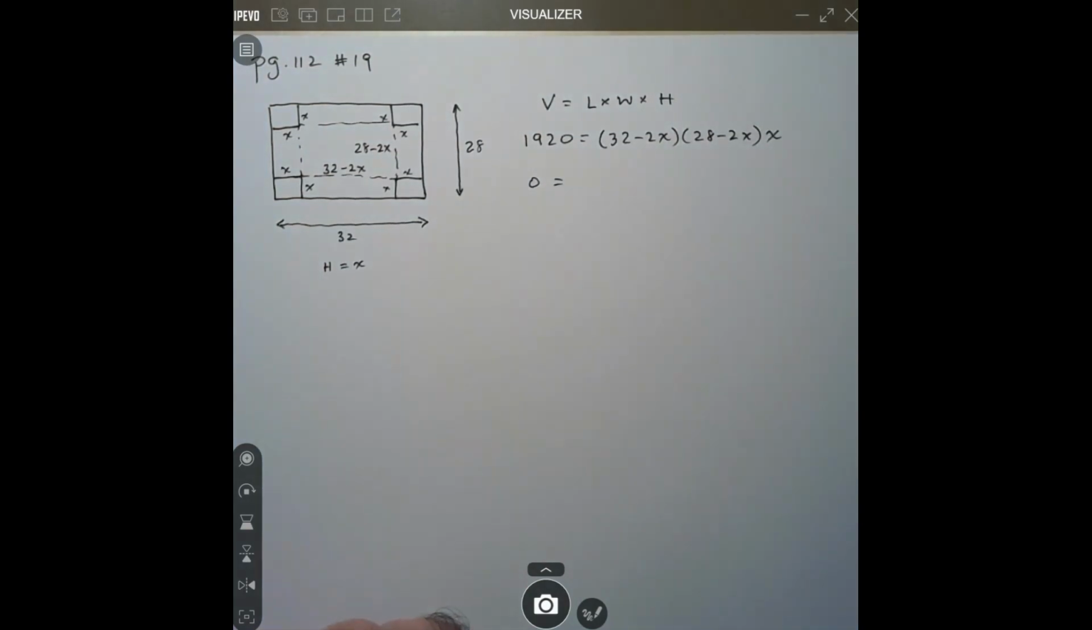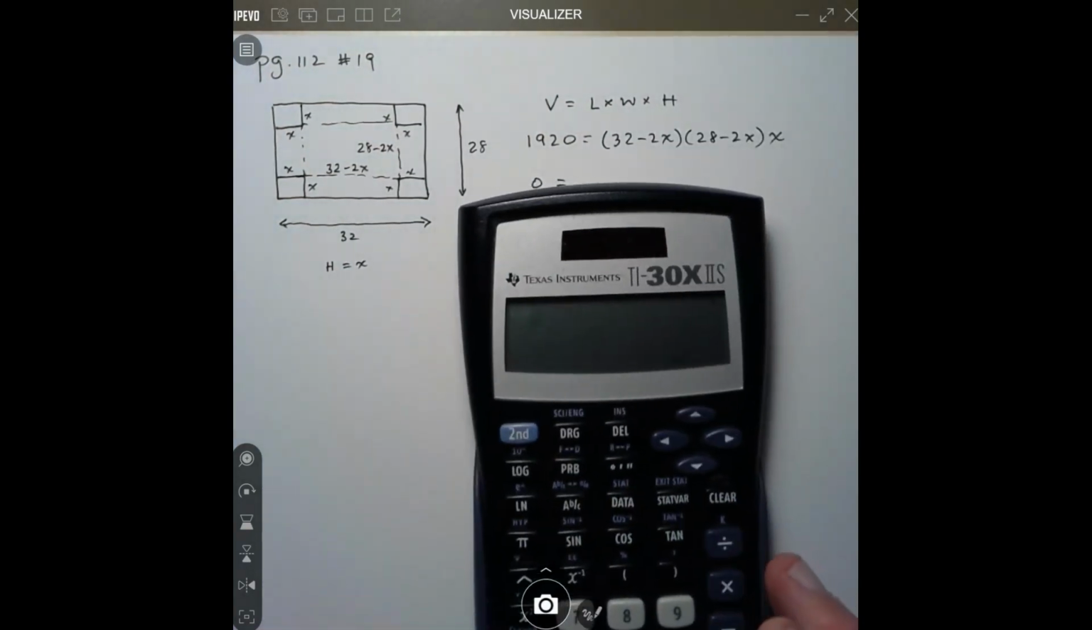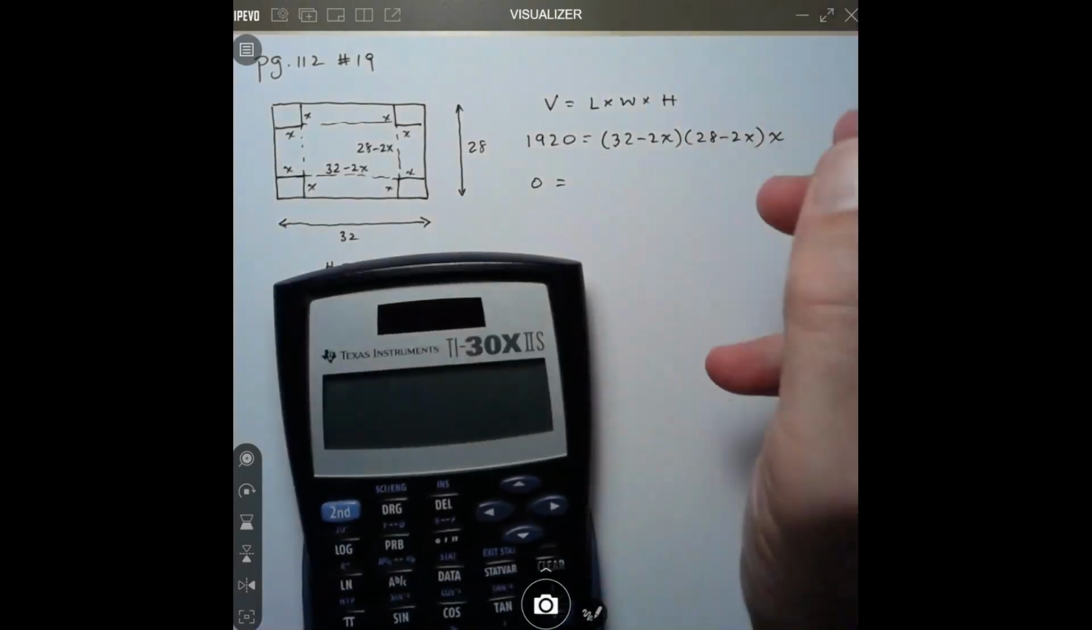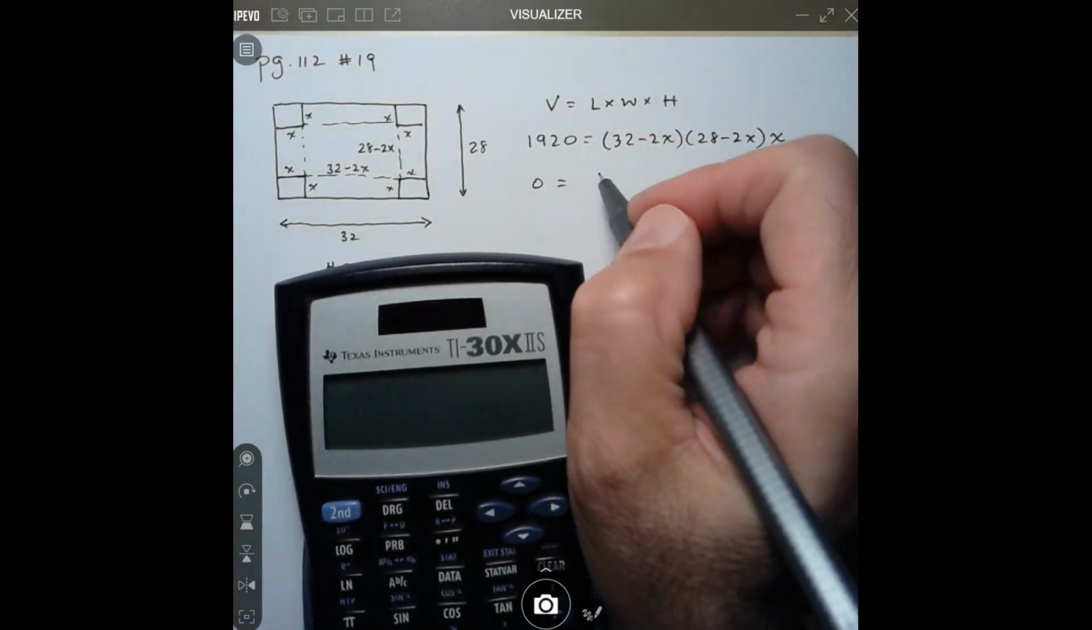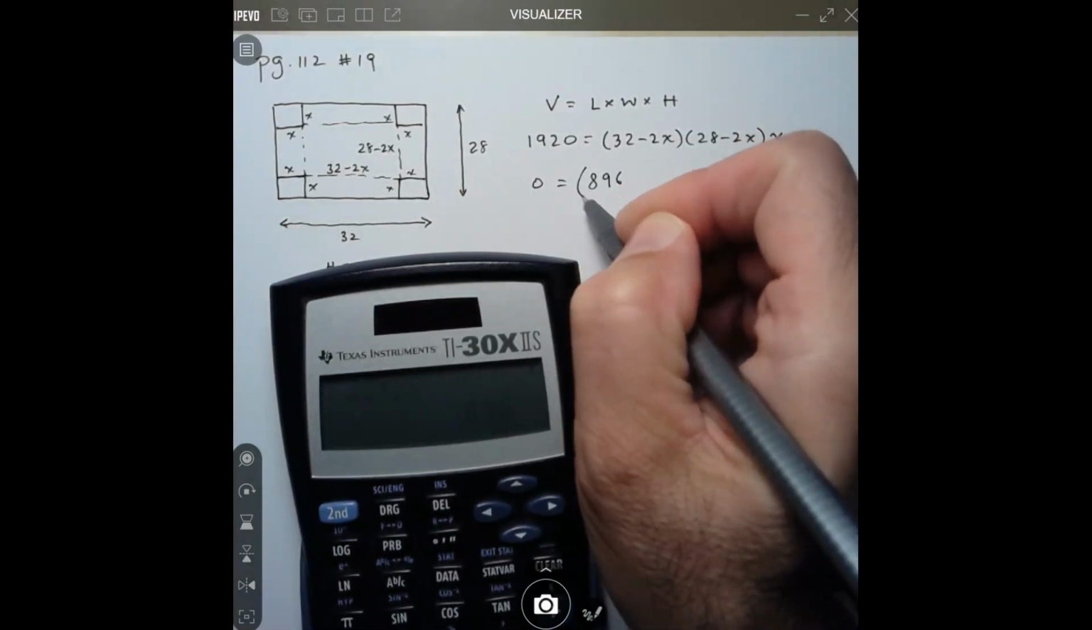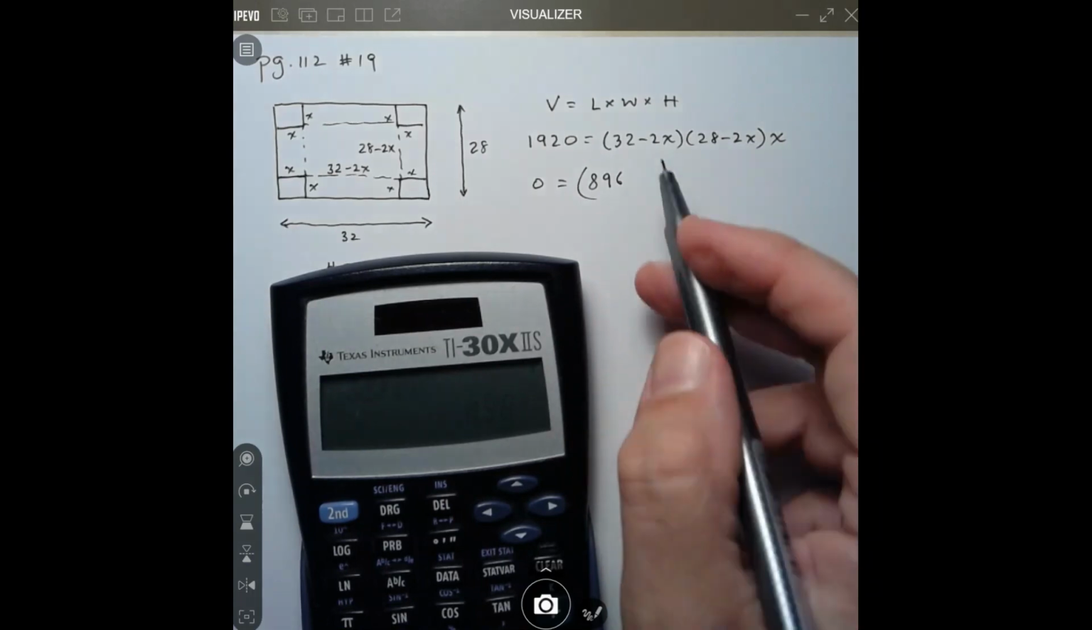So 32 times 28. I'm sure if we tried hard, we could do it in our head, but let's just calculate it here. So 32 times 28 is 896. Okay, I'm going to multiply these two first. So then what do we have?